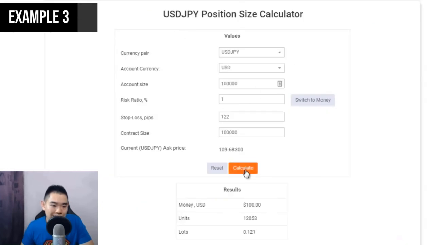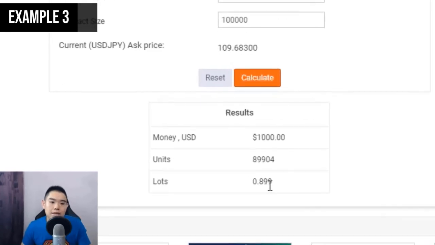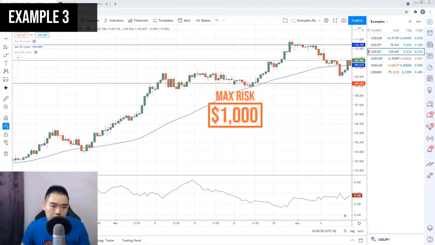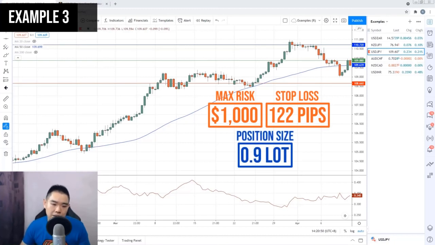Then you're just going to click calculate, and it tells you that you can buy 0.899 standard lot. This is equivalent to about 9 mini lots. You just round it up, it's about 9 mini lots or 0.9 standard lot. So if you have a $100,000 account and you're risking 1% of that account, which is $1,000, and you're trading dollar against the Japanese yen, your stop loss is 122 pips. How many units can you buy? According to the position sizing calculator you saw earlier, it's about 0.9 standard lot or 9 mini lots. It's actually 0.899, I just rounded up to make my life easier.